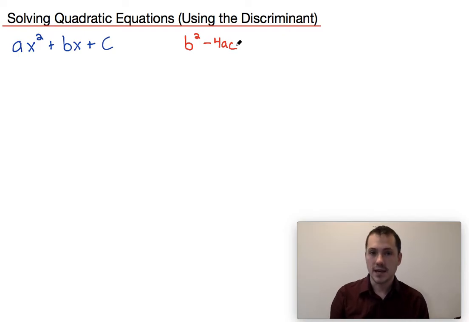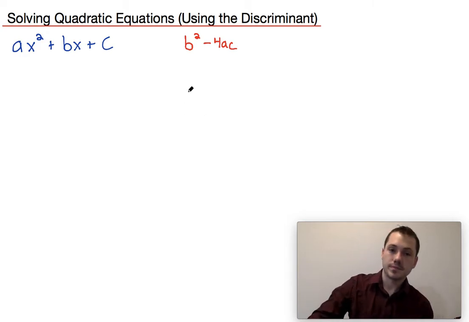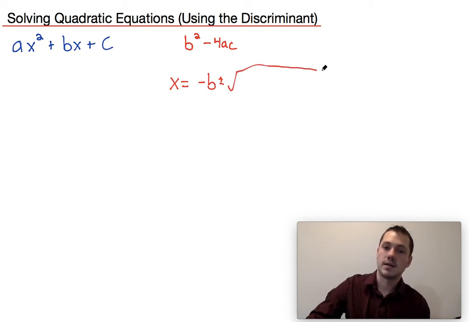And because it's inside of a radical, figuring out whether or not it's positive, negative, or zero can tell us certain things about how many solutions there are going to be to the quadratic equation. So the quadratic formula is x equals negative b plus or minus the square root of b squared minus 4ac, all over 2a.